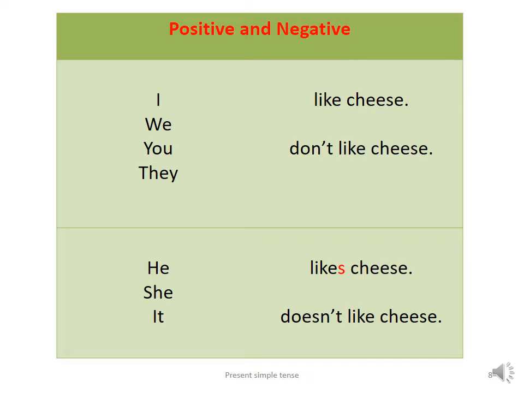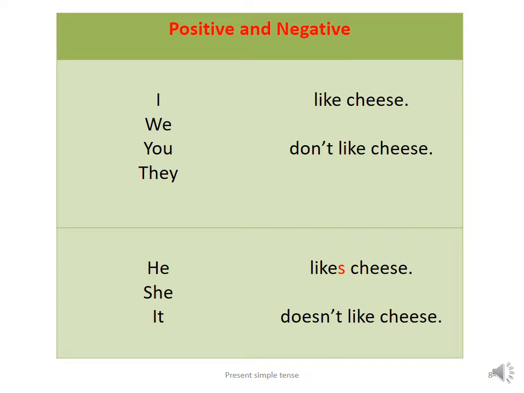We have what's called the positive and negative form. Form is spelled F-O-R-M. I like cheese. We like cheese. You like cheese. They like cheese. That's the positive form. The negative would be I don't like cheese. We don't like cheese. You don't like cheese. And they don't like cheese.